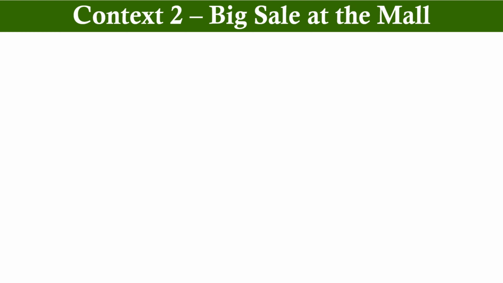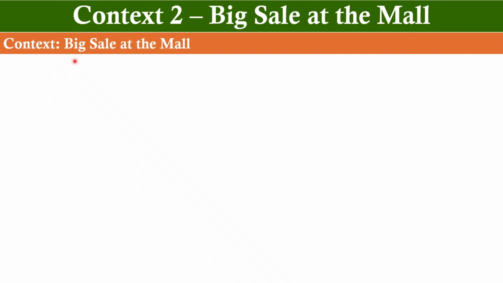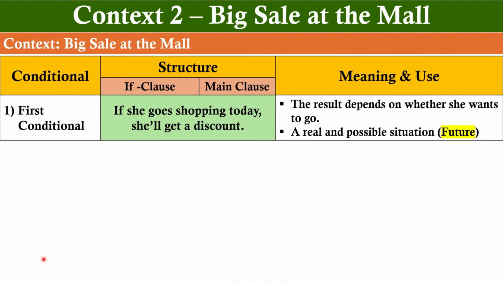Let's look at another situation. There is a big sale at the mall today. Starting with the first conditional, we could say, if she goes shopping today, she'll get a discount. This is a real and possible situation. The sale is happening today, and if she decides to go, she will get the discount. So, both the condition and the result are possible in the near future.